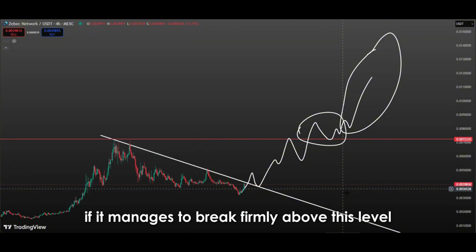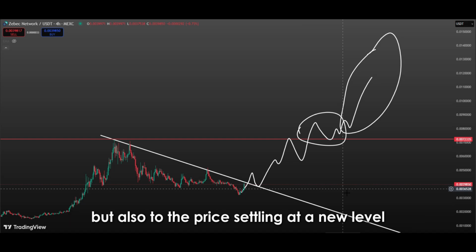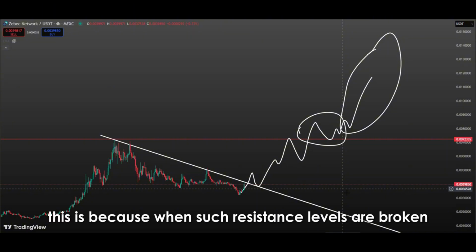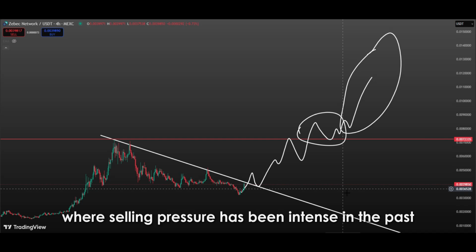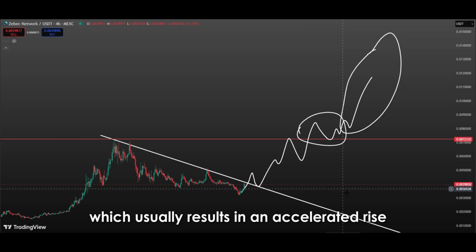If it manages to break firmly above this level, this could not only lead to a short-term price bounce, but also to the price settling at a new level, and from there, to much higher targets. This is because when such resistance levels are broken, there is now a technical empty space in front of the price, as it is now above areas where selling pressure has been intense in the past. This means that there are no serious obstacles to the price moving upwards, which usually results in an accelerated rise.